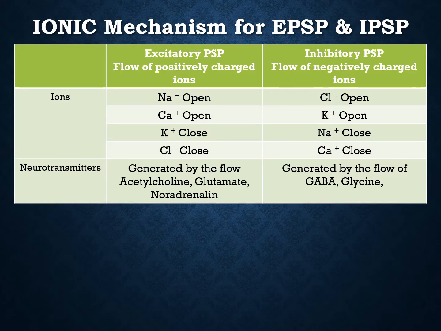This is the ion mechanism for excitatory postsynaptic potential and inhibitory postsynaptic potential. Depending on the ions as well as the neurotransmitters and the nature of the receptor molecules, either an excitatory postsynaptic potential or an inhibitory postsynaptic potential will occur. Here I am showing a diagram which helps us to make the concept clear.